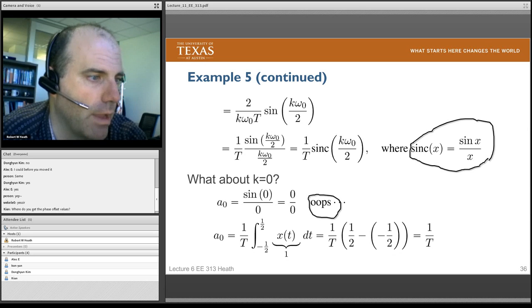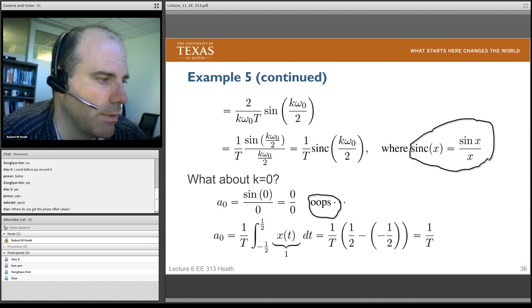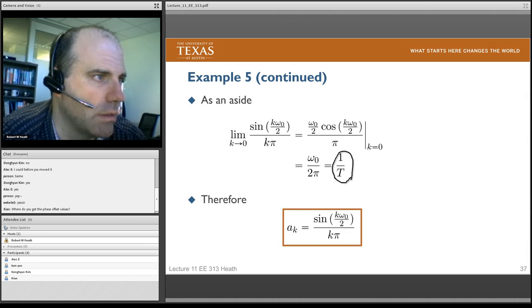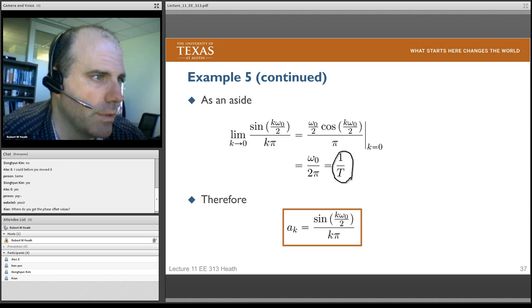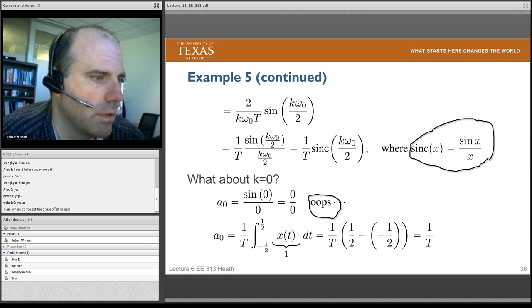And so therefore, a_k is equal to the sinc of k omega naught over 2, times k pi. Now let me make sure I got that correct here. So k. Yeah, which is 1 over t times the sinc of this quantity here. Sorry, this is equal to omega naught over 2 pi, which is 1 over t.